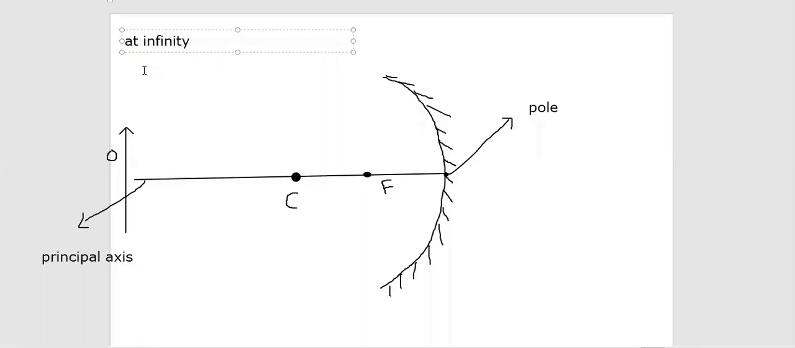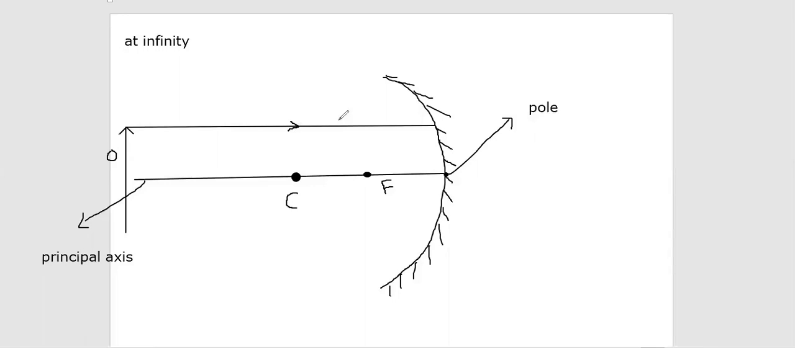Object is at infinity. Suppose the object is at infinity and a ray of light is coming from the object, parallel to the principal axis. As you all know, the first rule for a concave mirror.